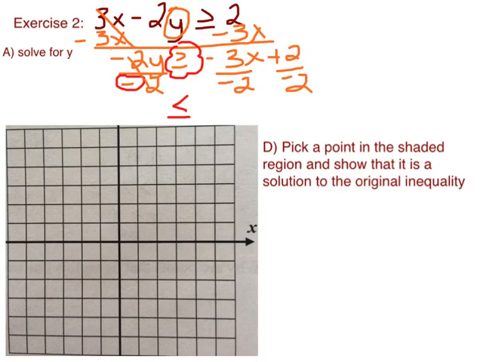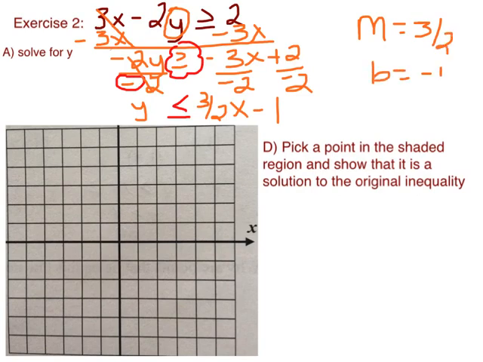So this is going to cancel out. Y is less than or equal to now 3 halves x, because a negative divided by a negative is a positive, minus 1. My m is going to equal 3 halves, and my b is going to equal negative 1. So now I'm going to plot my points. When I look at my inequality, I know it's going to be a solid line, and I like to write this stuff down just ahead of time so I have it all mapped out. And it's less than, so that means I'm going to be shading down.